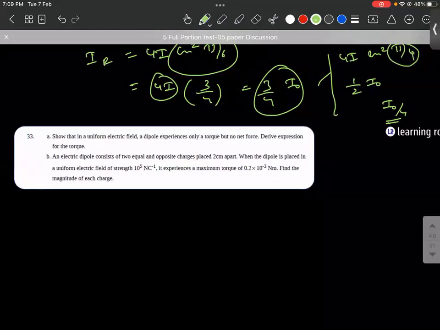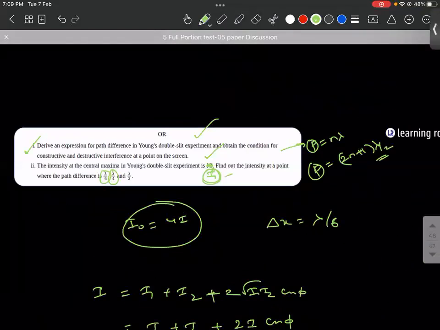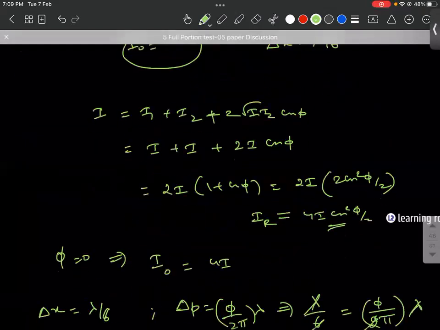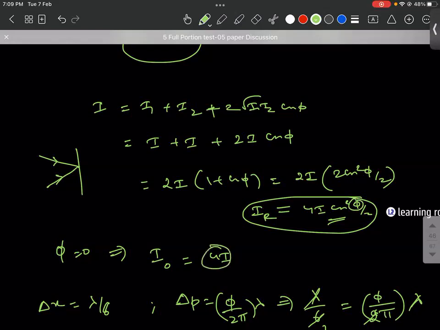Sir, in the question, what they have given is I naught. I naught is the resultant intensity, the intensity at the central maxima. So resultant intensity is the formula. At the central maxima, what will be the phase difference between these two waves? It is 0. So substitute 0, you get 4I. This 4I is what is I naught. So you have to write all other answers in terms of I naught. It's not IQ, it is I naught.